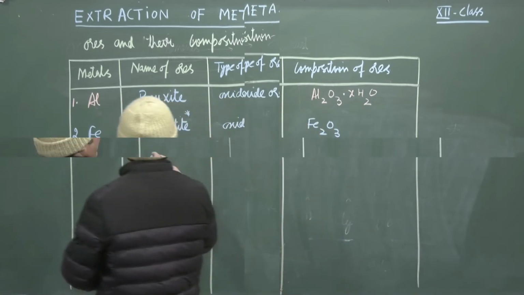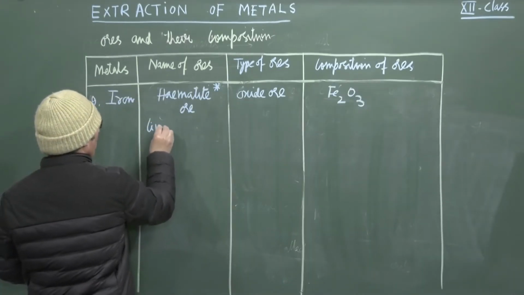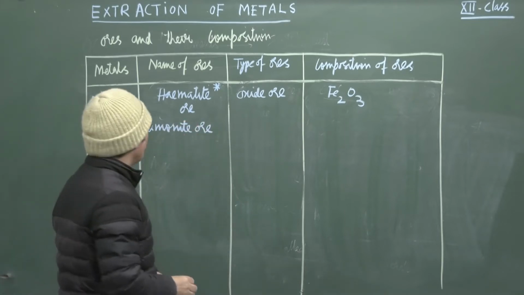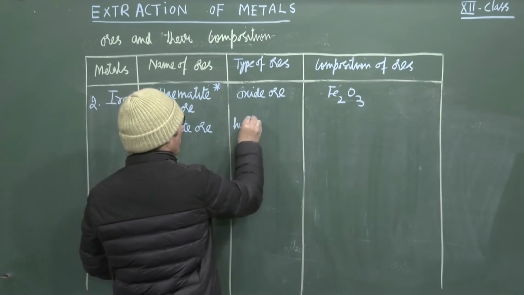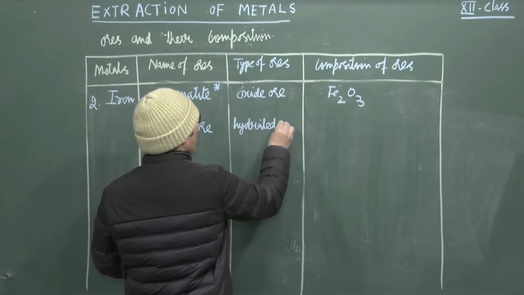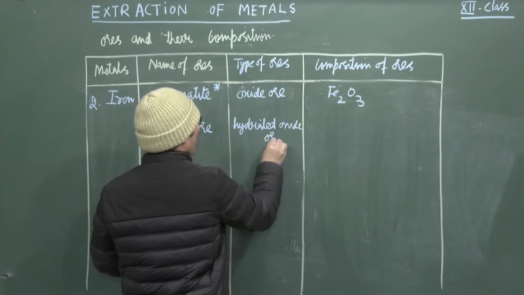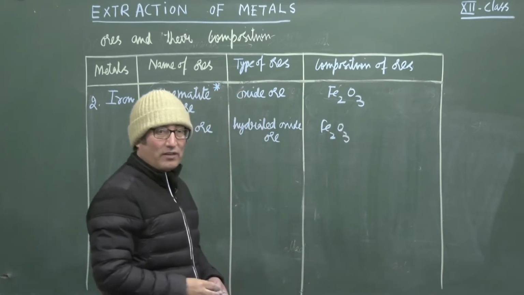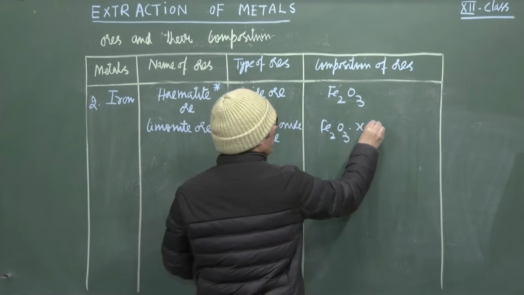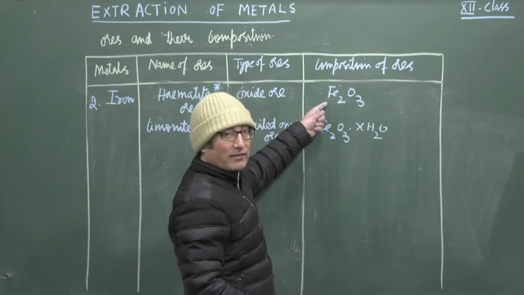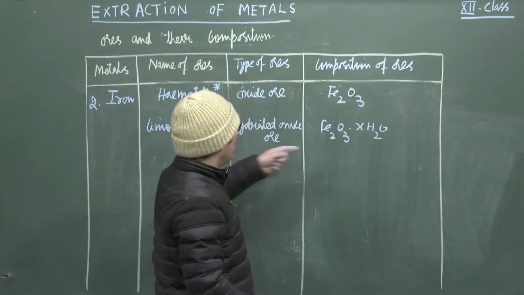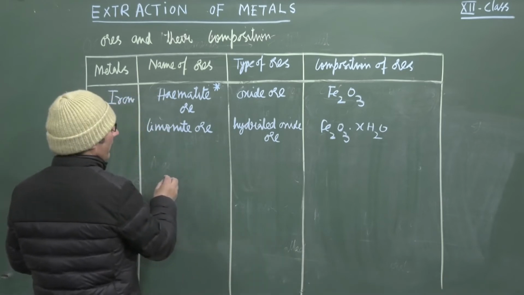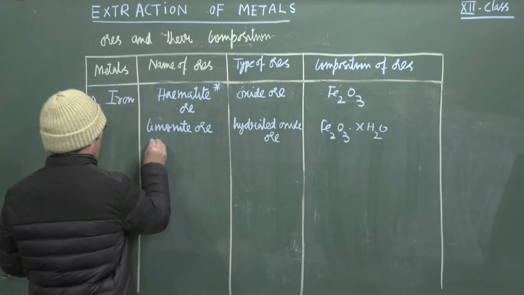Then there is one more ore, that is the limonite ore. What is limonite ore? This is a hydrated oxide ore, like bauxite. Iron is present as Fe2O3, that's ferric oxide, and then there are X molecules of water of crystallization. Hematite is anhydrous and doesn't have any water of crystallization, whereas limonite ore has X molecules of water of hydration.